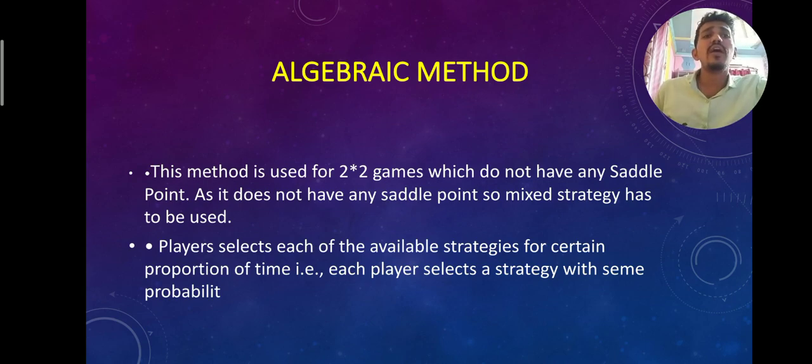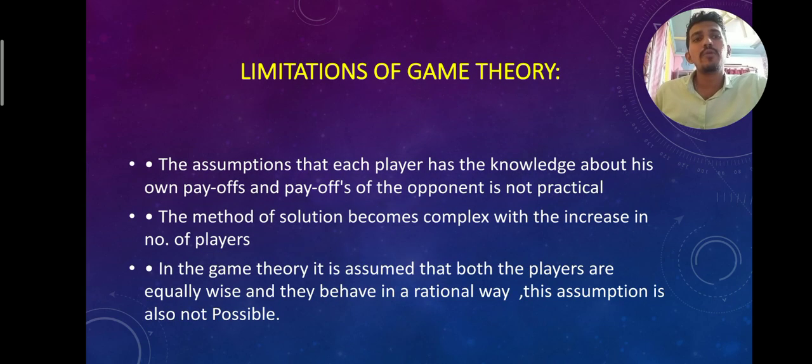Next is the algebraic method. This is a very easy method used for 2 into 2 games which do not have any saddle point. As it does not have a saddle point, a mixed strategy has to be used. Each player selects each available strategy for a certain proportion of time, so that each player selects a strategy with a certain probability.